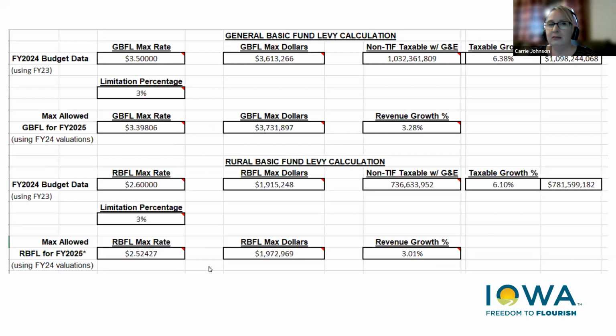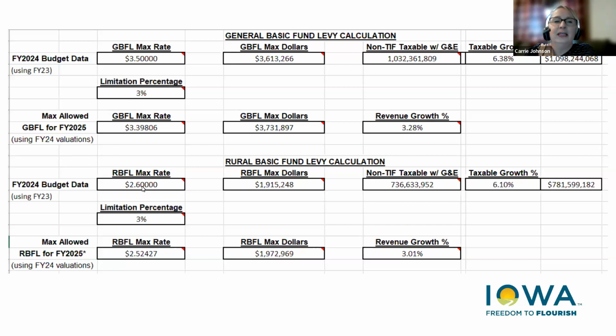So let's take an example of a higher growth county, sort of the other end of the spectrum. So if we looked at this particular county, they have their general basic just at 350, bringing in 3.6 million in revenue. This is their non-TIF taxable. It's 1032 in the current year, grows to 1.098, which is a little bit over a 6% growth. So that would put them in the 3% limitation category. So we do all the fun math down here and back into a new rate and new dollars. They still have growth, but instead of keeping their rate at 350 and getting 6% growth, their rate goes down and their revenue growth is going to be at 3% based on this legislation.